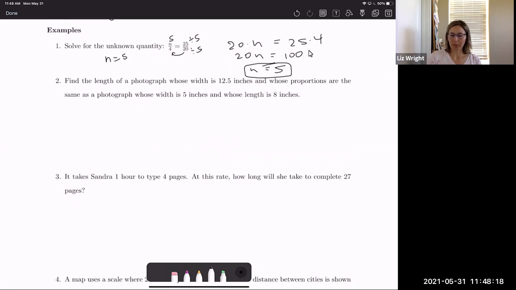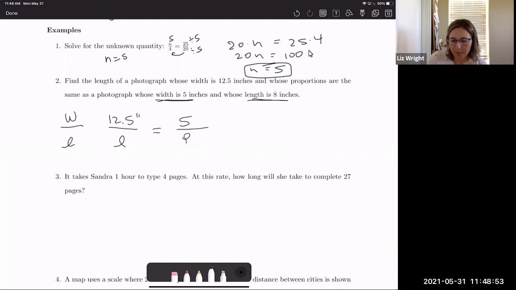So here's where we were talking about doing proportions of a picture, right? It says, find the length of a photograph whose width is 12.5 inches. So I'm going to do width versus length in my proportions. Find the length of a photograph whose width is 12.5 inches and whose proportions are the same as a photograph whose width is 5 inches. So again, I got to be careful. 5 inches goes on top because that's the width, and whose length is 8 inches.